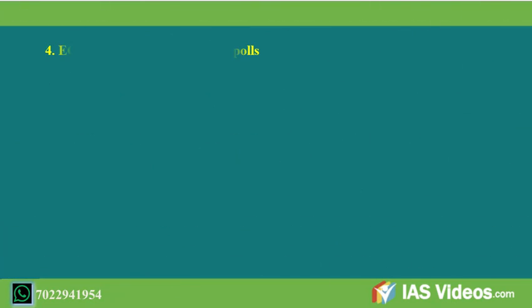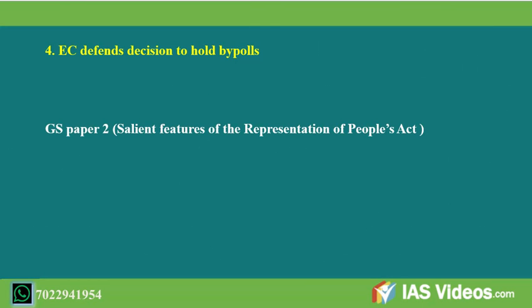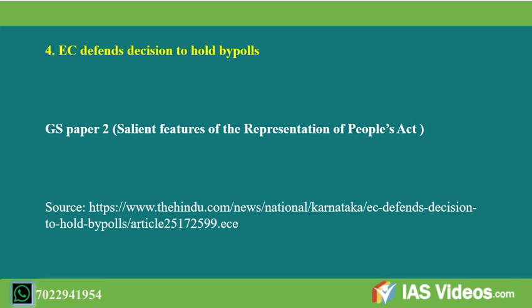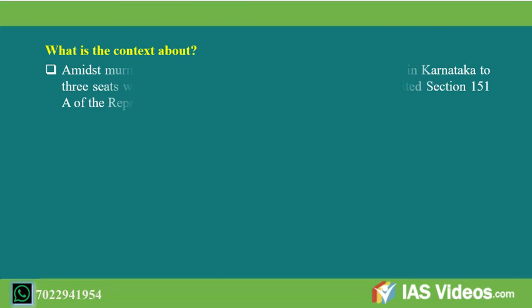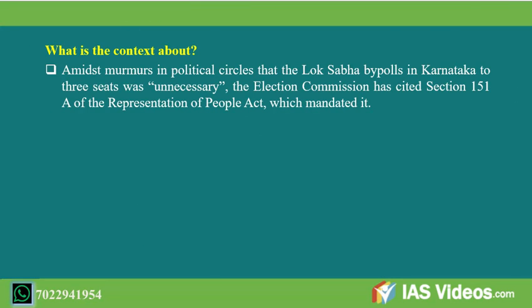EC defends decision to hold by-polls. GS Paper 2, Salient Features of the Representation of People's Act. Source, thehindu.com. What is the context about? Amidst murmurs in political circles that the Lok Sabha by-polls in Karnataka to 3 seats was unnecessary, the Election Commission has cited Section 151A of the Representation of People Act, which mandated it.